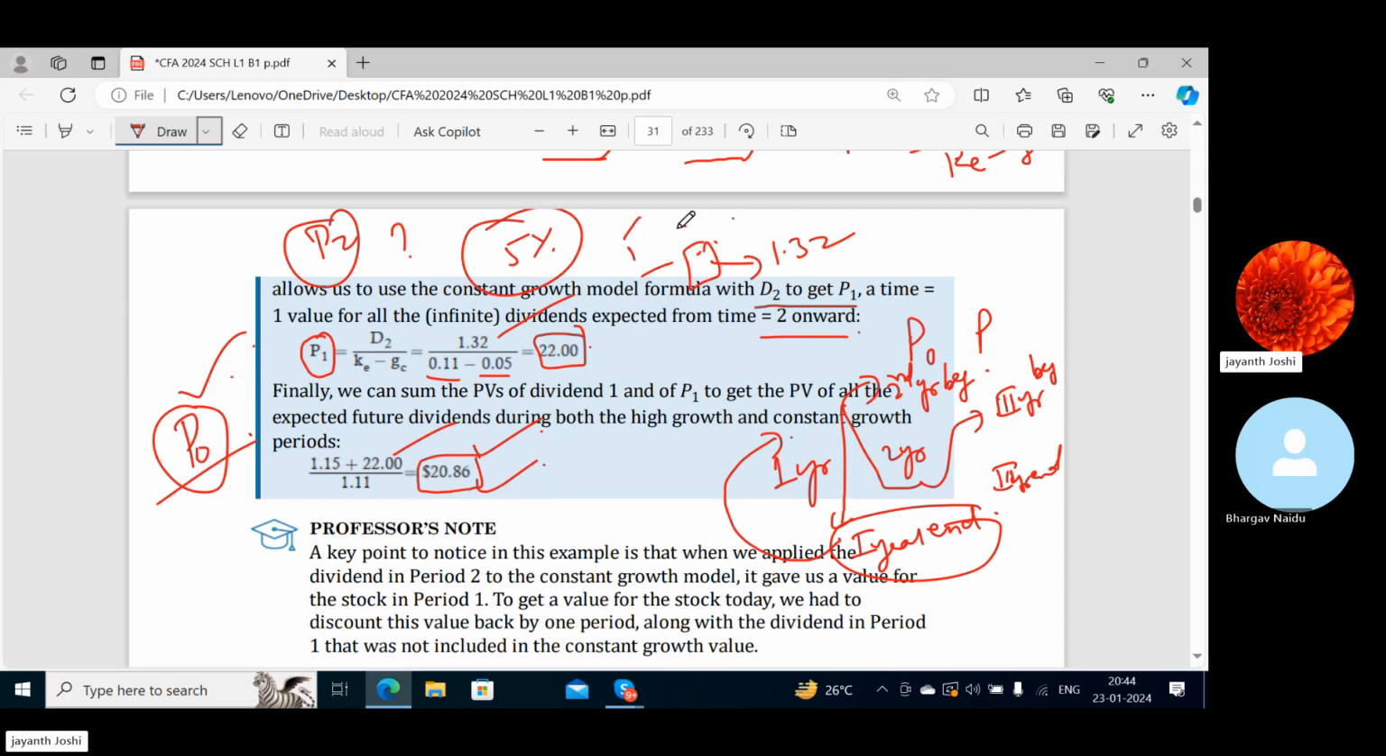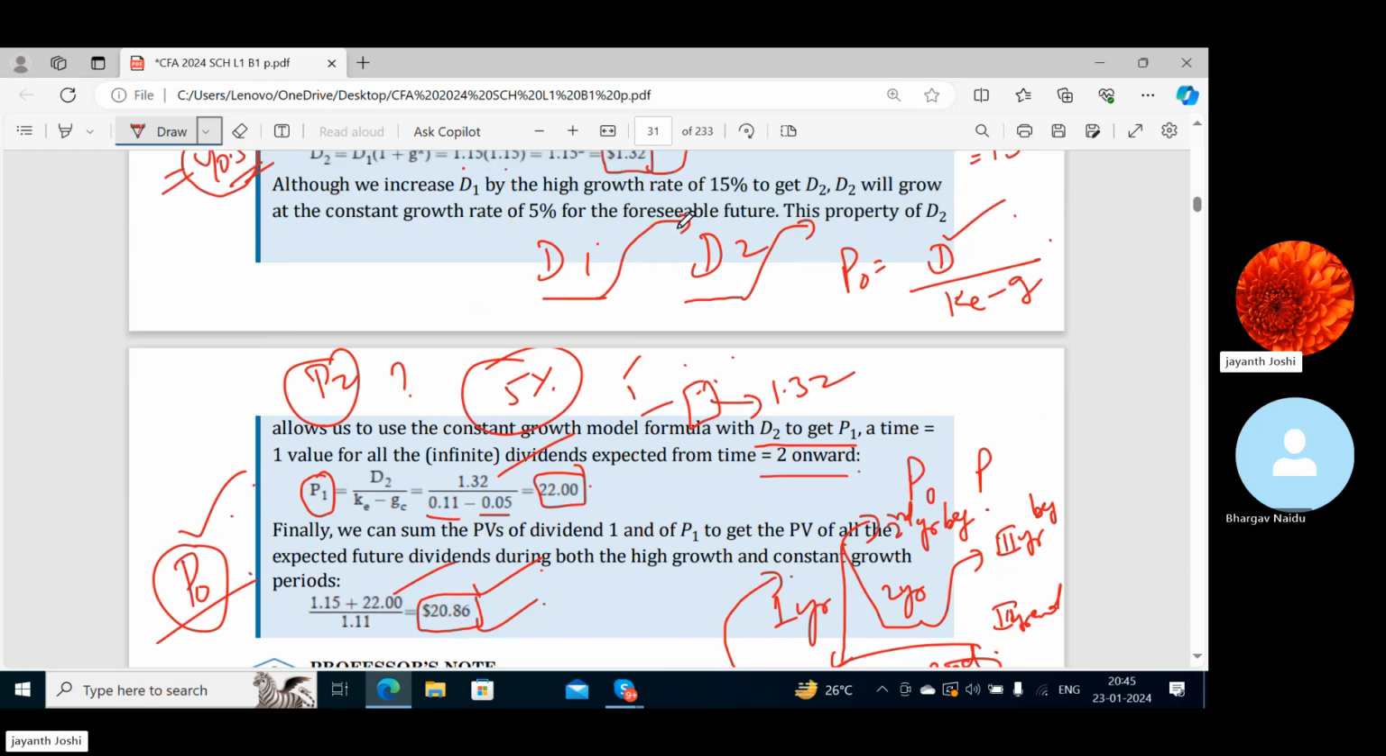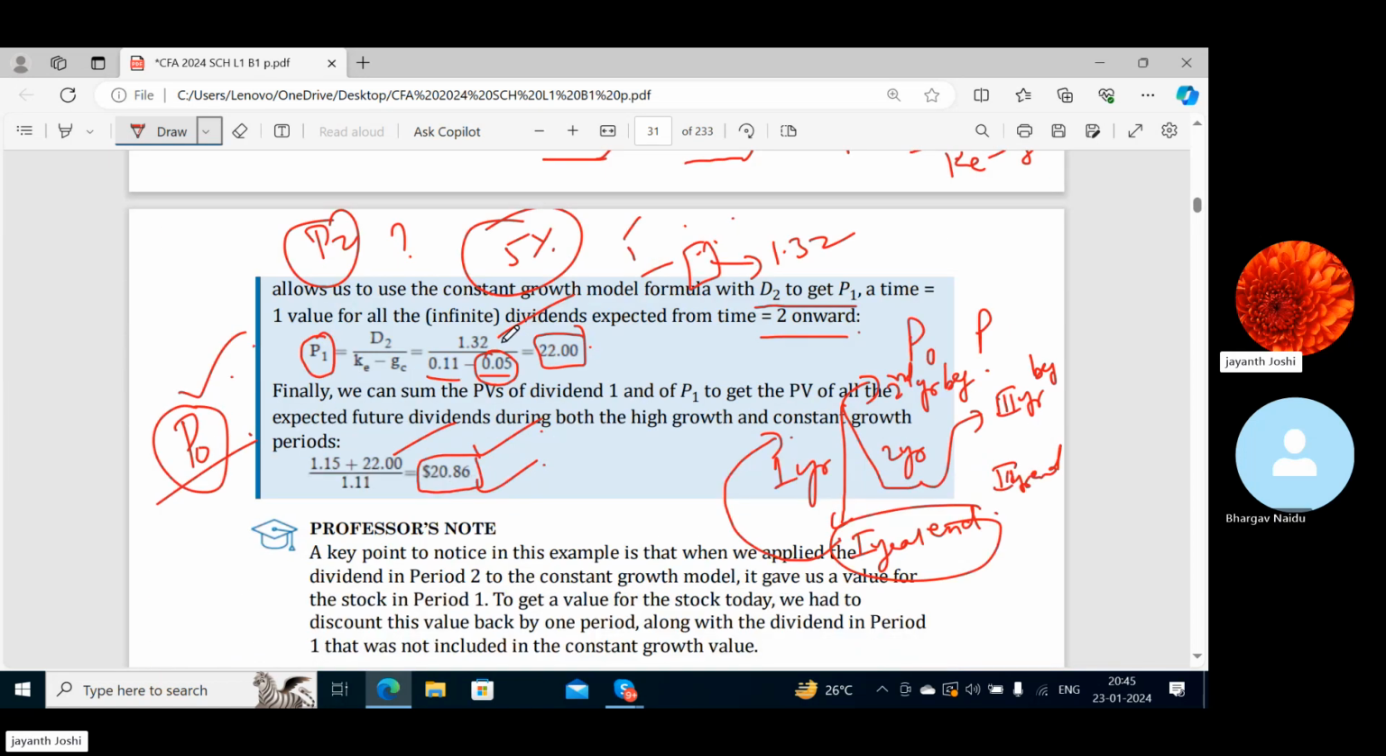See, if you want to find P3, how will you find it? You should find D3. Yes, sir. D3 would be 1.32 into 1.05 divided by 0.11 minus 0.05. But why go to the growth rate? From here we are directly taking the growth rate, right? Here itself. Yes, sir, we can directly do it, because we got the beginning cash flow of year 3, that is the ending cash flow of year 2, and we can directly do it, right? Yes. Shall we move forward? Yes, sir.